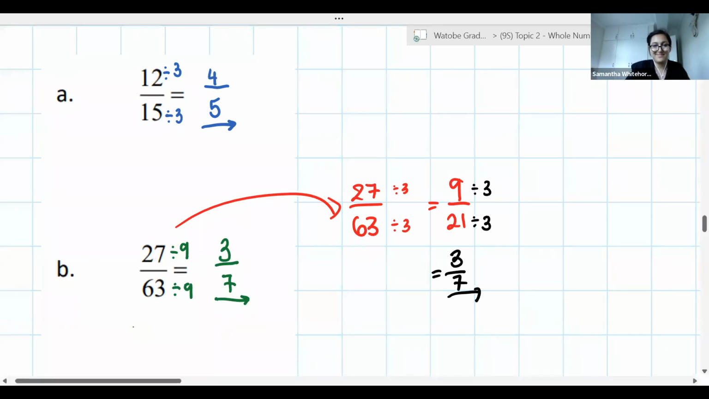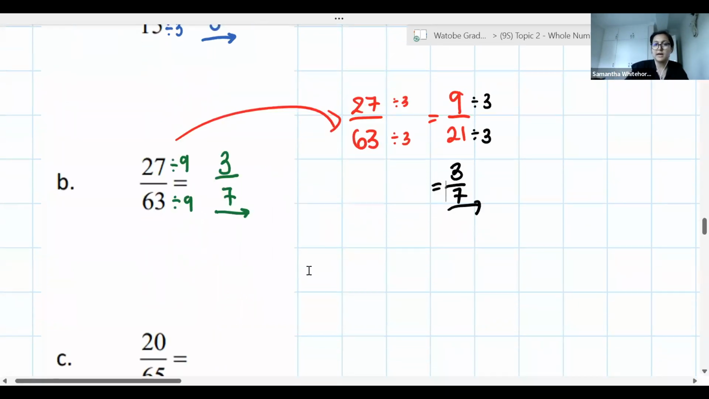Hi, ma'am. I just wanted to ask, if we divided it by 3 first, it's not incorrect, right? As long as we get to 3 over 7. Exactly. It just means that you're going to do 2 steps of division, and that's absolutely fine. Okay, thank you, ma'am. So guys, if you did 2 steps of division, that's fine, as long as you simplify as fully as possible. No problems whatsoever.